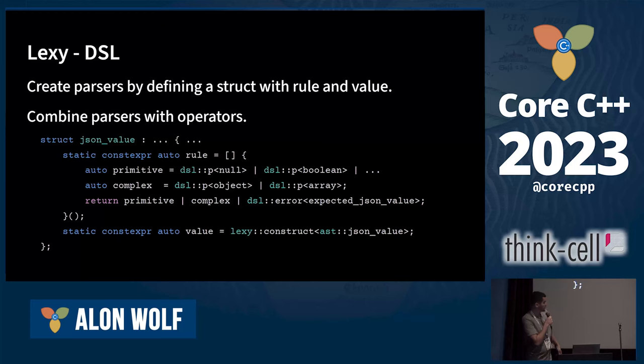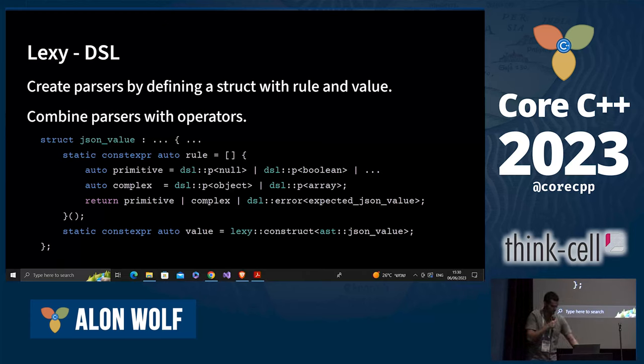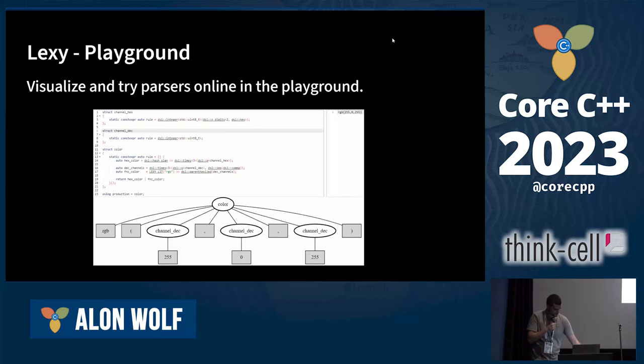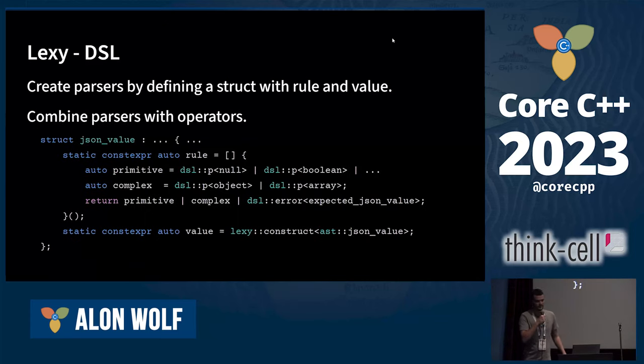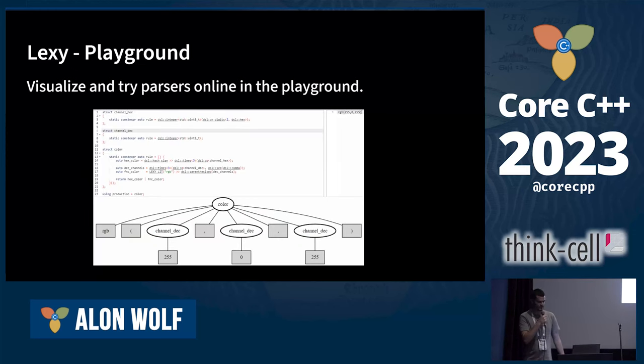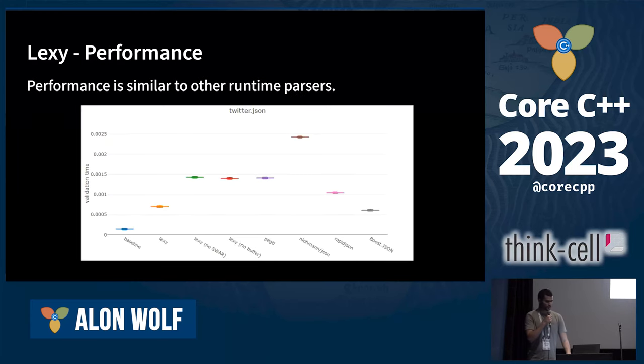We can create a parser by defining a struct that has a rule and a value. The rule defines how we process the input string, and the value defines how we construct the parsing result. Lexy also has an online playground to visualize and try parsers, and it is a useful tool if you want to iterate quickly and debug your parsers. In terms of performance, Lexy has a similar performance to other runtime parsers, as we can see in this benchmark result that compares it to other popular JSON libraries.